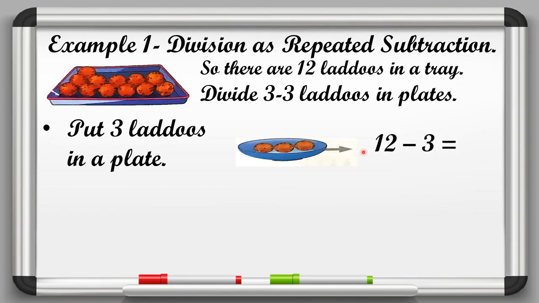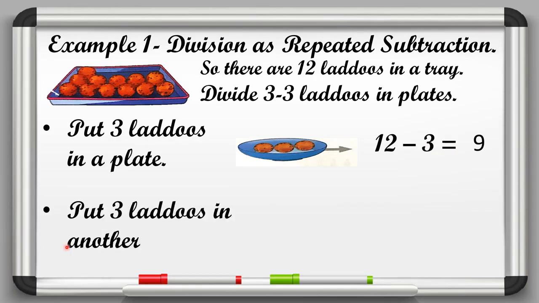So beta, keep 12 in your mind and 3 on your fingers. So let's start backward counting. 11, 10, 9. So now we have 9 laddus. Now we will put 3 laddus again in another plate. So here is another plate. Now we have kept 3 laddus here, 1, 2 and 3. So how many laddus are left? We have 9 laddus here.